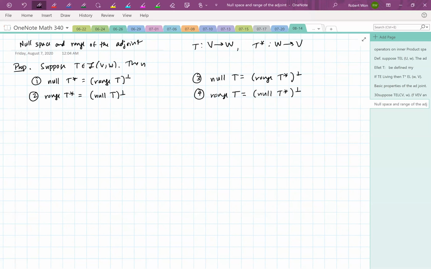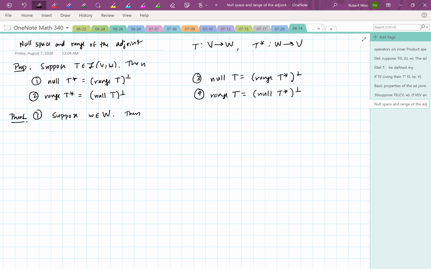Okay, and the nice thing about this result is basically only to prove 1, and then 2 will follow, and then 3 and 4 will follow from that as well. Okay, so here's the proof. Let's just prove 1 first. So I want to show that these two subspaces of W are the same. And actually, I can do it with a sequence of if and only ifs. So suppose that w is a vector in W.